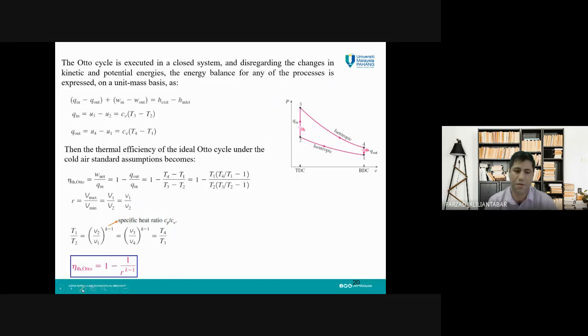Okay, up to now you have seen in the previous slide what the Otto cycle is, how it is developed for the SI engines, and we have seen the PV diagram for this Otto cycle. What is important up to now, and you need to know, is that you need to memorize this PV diagram for the Otto cycle. This is the Otto cycle.